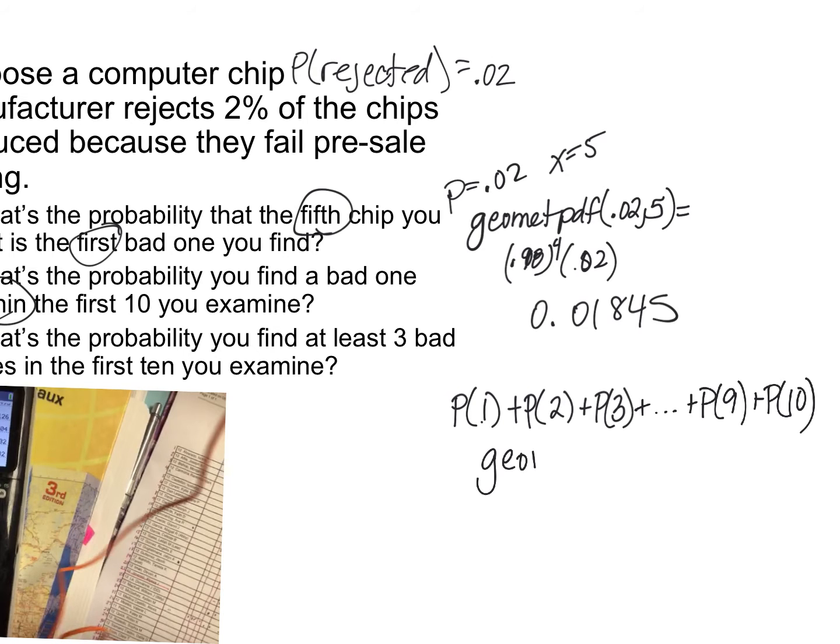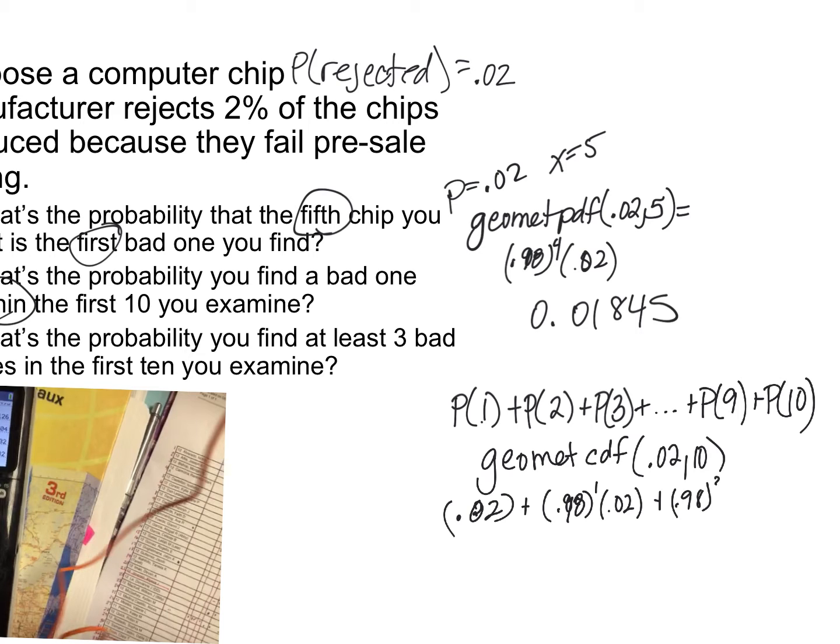Now this in the calculator is geometCDF. Okay, my probability is still 0.02, but I want to add it up to 10. So this ends up being like 0.02. That's the first one. Plus 0.98 to the 1 times 0.02. Plus 0.98 squared times 0.02, all the way up to 0.98 to the 9th times 0.02. That's what your calculator is doing, and there's the benefit of the calculator. We don't have to enter in all those numbers ourselves.